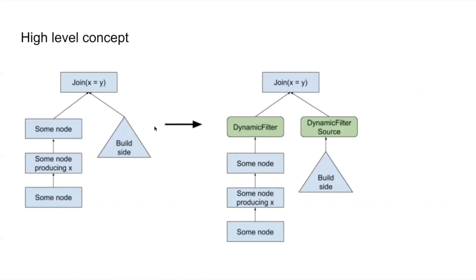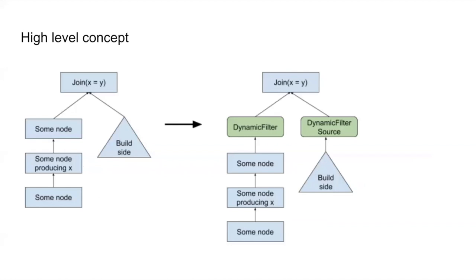So at a very high level, this is what a plan for a join query might look like. The plan on the left is the plan that we have right now. With dynamic filter, the idea is that we will be introducing a dynamic filter source, which will be present on the build side, and a dynamic filter which is going to be present on the probe side. This dynamic filter on the probe side, we will want to push down as deep as possible, close to the node that is producing X.